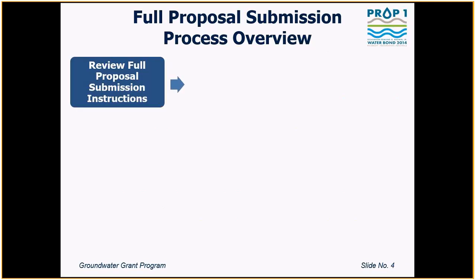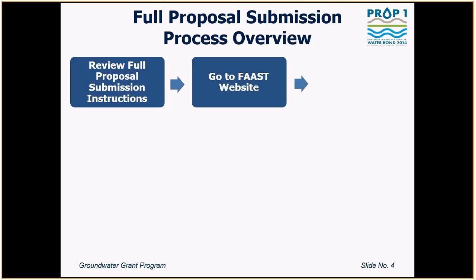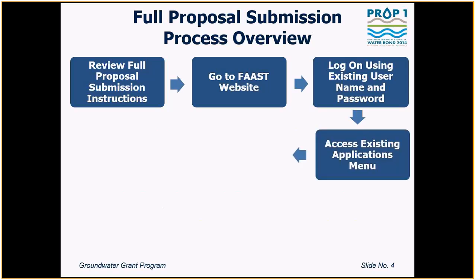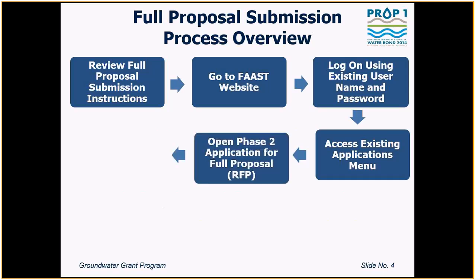Now this slide shows the necessary steps needed to complete the full proposal. First off, you'll go to the FAAST website and then log on using your existing username and password. What you need to do is access the existing applications menu. From there, open the Phase 2 application for your full proposal.